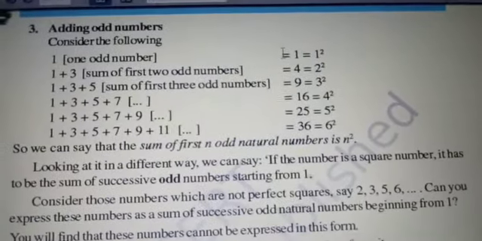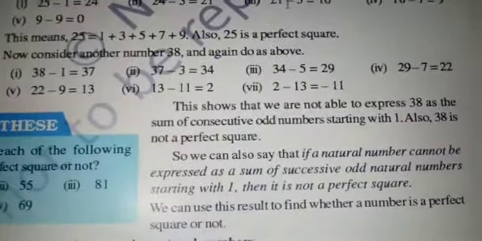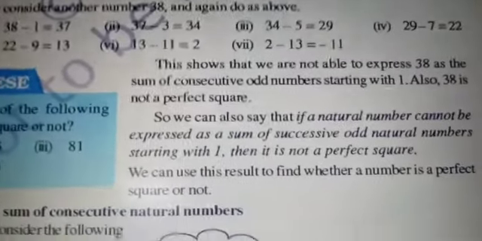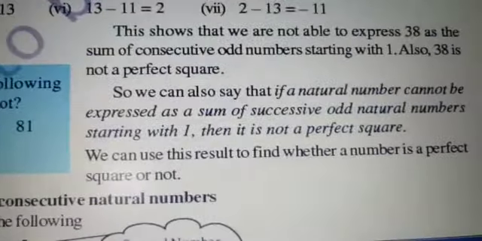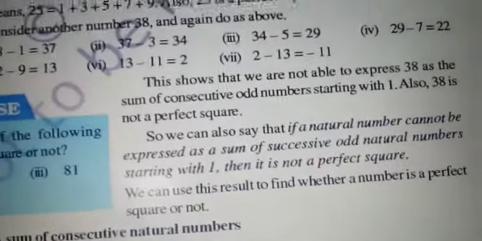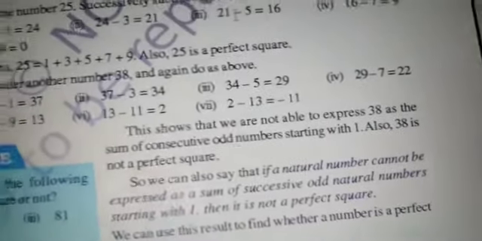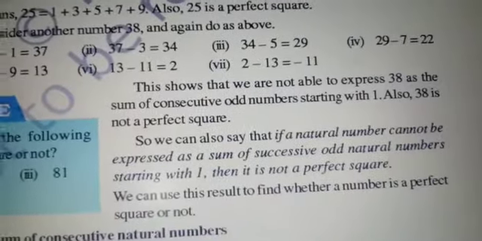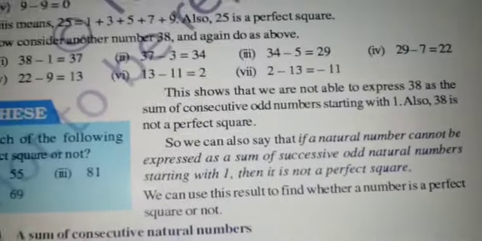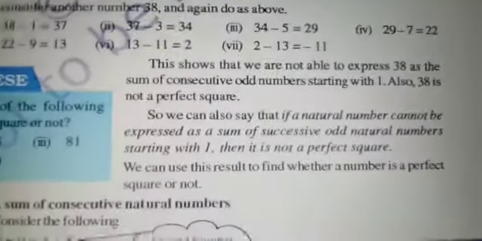So this you can underline. I told you, 1 plus 3 plus 5. If you are not starting from 1, then it is not a perfect square. We won't get a square number. Actually, we have to start from 1: 1 plus 3 plus 5 plus 7 plus 9. Like that you should start. You should not start from 3. Once you are not starting from 1, then it is not a perfect square.